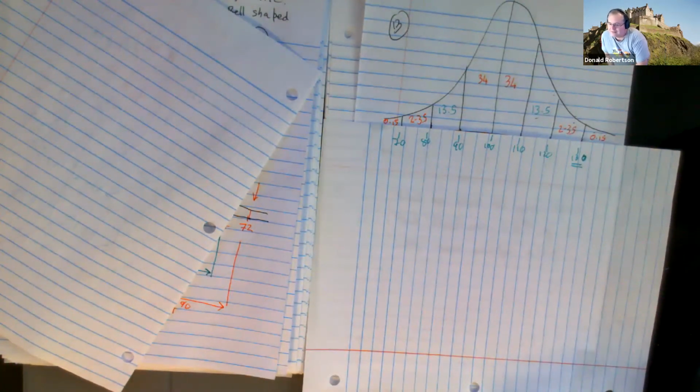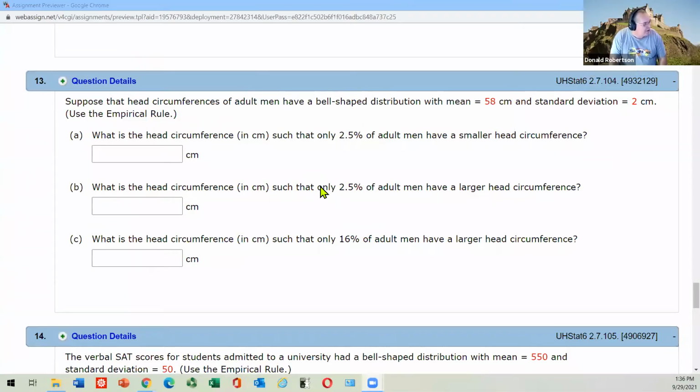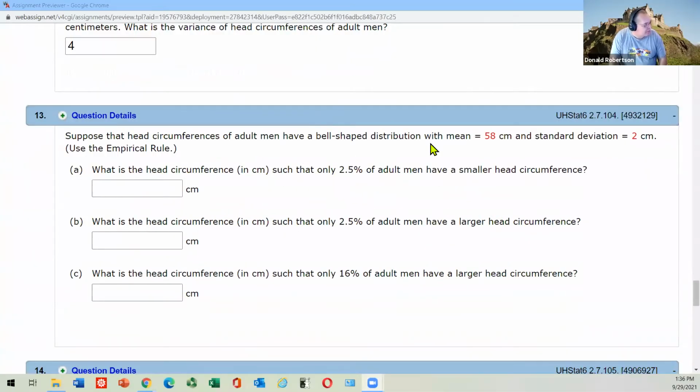There are a couple of questions where that happens, right? So you want to see what they look like so you can identify them. Let's go over and check them out for you. Okay, here is the first one. And can you see it's 58 and 2, top 2.5, bottom 2.5, 16, right? That's exactly the question we've just done. 13 is an example of that.